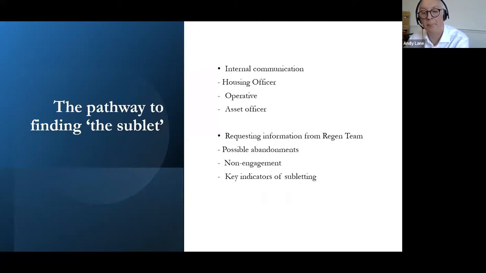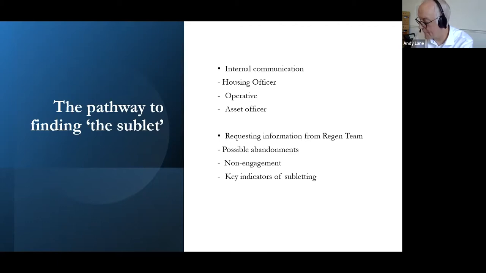Talking to operatives is great as well, because that will give you a good sense of how many jobs have been logged. Is there a gap or a period of time where absolutely nothing was being reported in? And also talk to asset officers. Look at any operational works or any access issues that they've had.